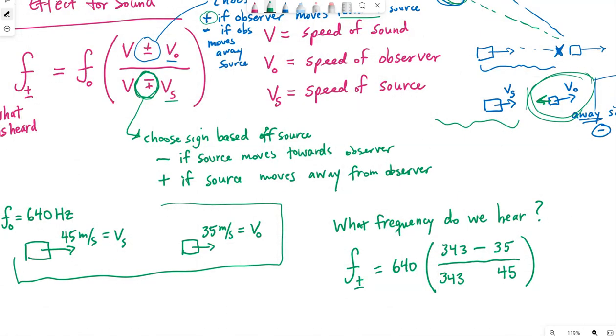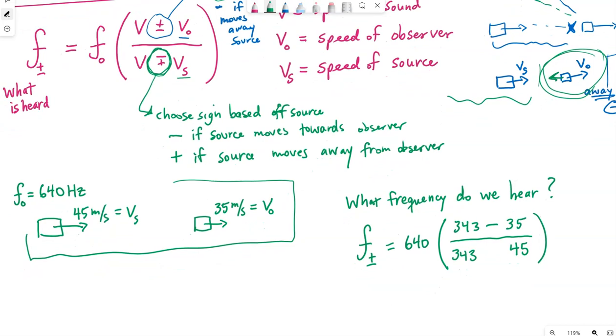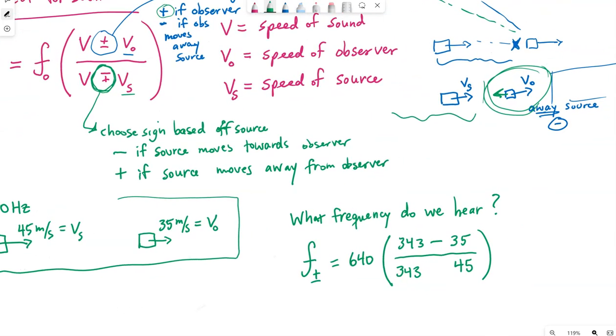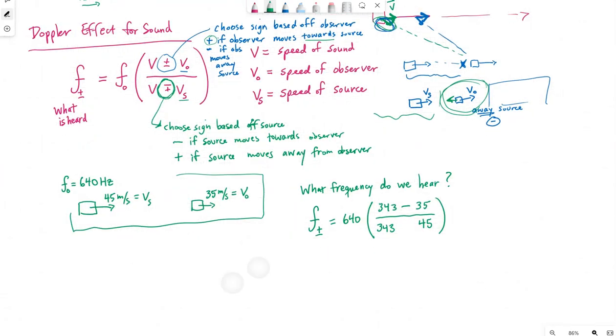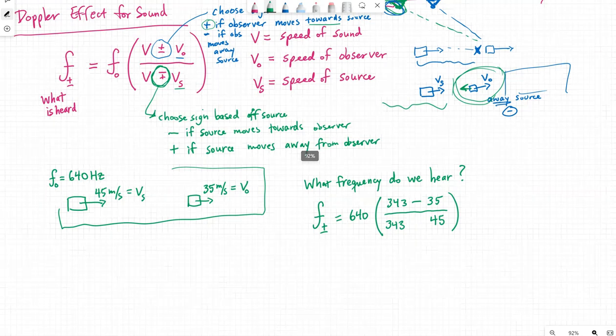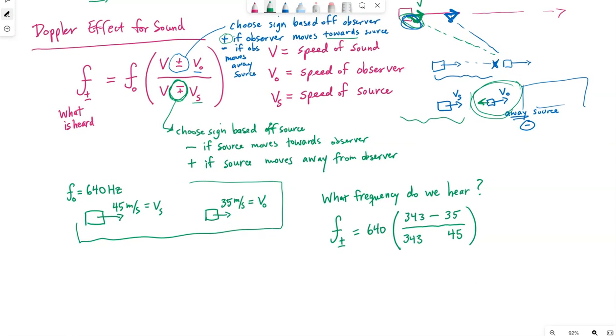So we would choose, oh dear, sorry about that. Don't know how I just made this a lot bigger. Let's just do that. Since we are moving away from the source, we take the bottom of the two signs that are up there by V sub O. In the denominator, the source, this cop car, is moving towards us. Towards us, we would use the negative sign in the denominator.